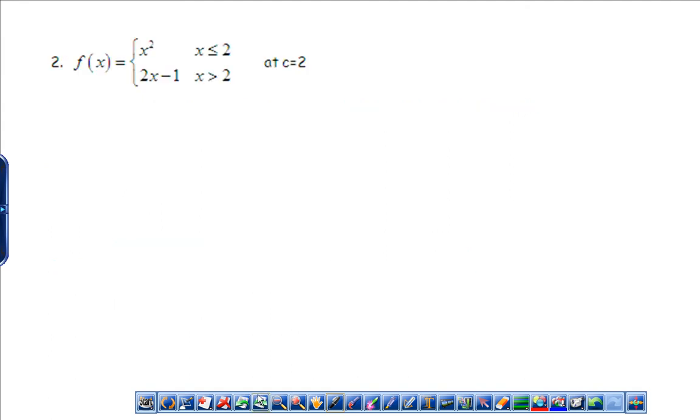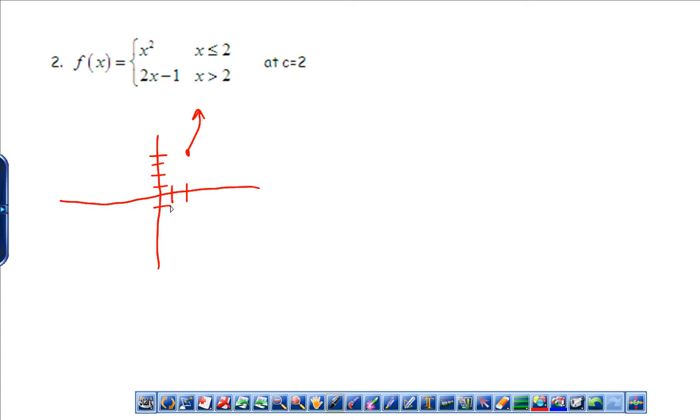Here we have a piecewise function. Again, I'm not going to spend a lot of time on how to graph piecewise functions. Okay, this is x squared. This is the parent function parabola, but we're starting up here at 2. So we need to really start at the point 2, 4, and it's just going to be a curve up like that. All right, 2x minus 1.